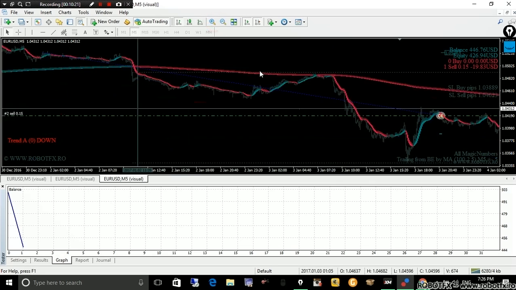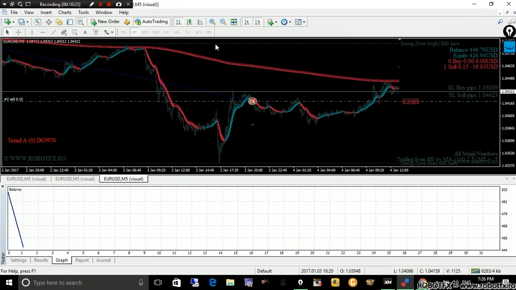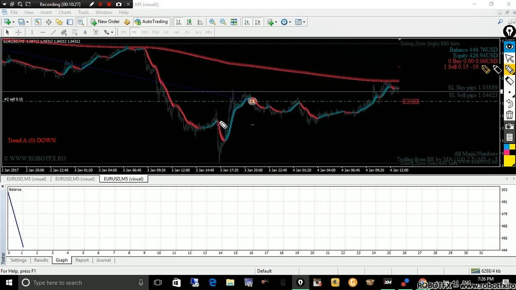And if you are wondering, or if you didn't watch the second video very well, why the expert advisor didn't enter this sell right here, that was because when this signal occurred, the price was too close to the swing zone level. The swing zone being, again, the zone between the highest high and the lowest low.